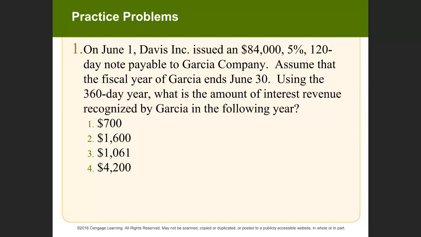So the example that we did a few slides back, we didn't really do an example, but remember when we were reading through those two slides with Coke and the other company, and we were looking at the note that they had taken out, and it had like a 12% interest rate. It was a 60-day note, and we used 360 days. We're going to solve this the same way.